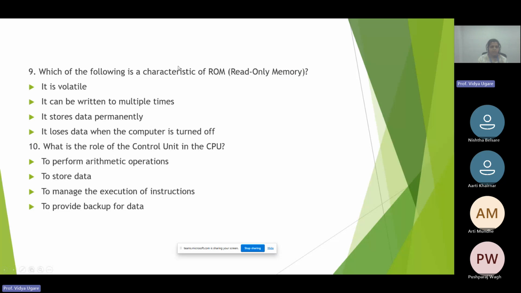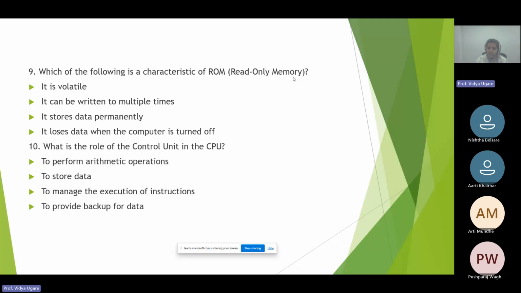Which of the following is a characteristic of ROM, that is, read only memory? It is volatile, it can be written on multiple times, it stores data permanently, it loses the data when the computer is turned off. Now here, read only means something is written already which you can only read as many times as you want, but you cannot write it again.